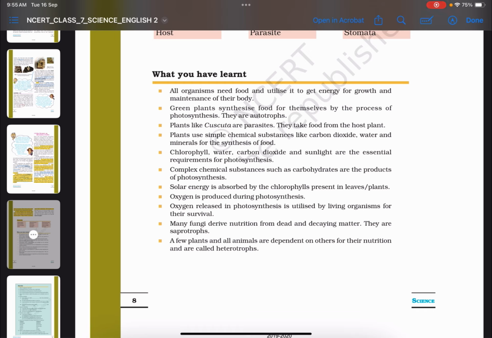Solar energy is absorbed by the chlorophylls present in leaves of plants. Oxygen is produced during photosynthesis. Oxygen released in photosynthesis is utilized by living organisms for their survival. Many fungi derive nutrition from dead and decaying matter. They are saprotrophs. A few plants and all animals are dependent on others for their nutrition and are called heterotrophs.